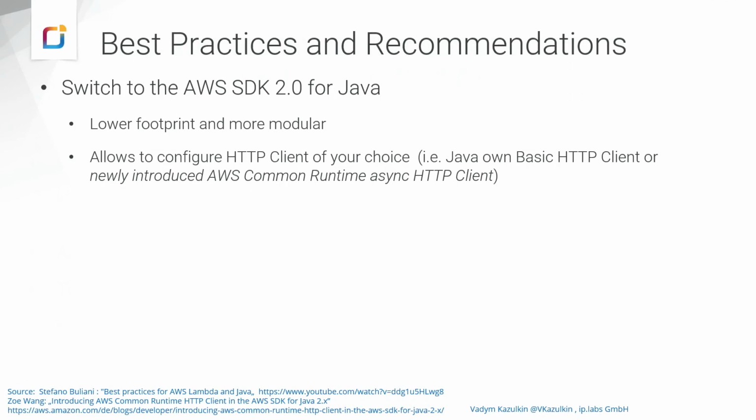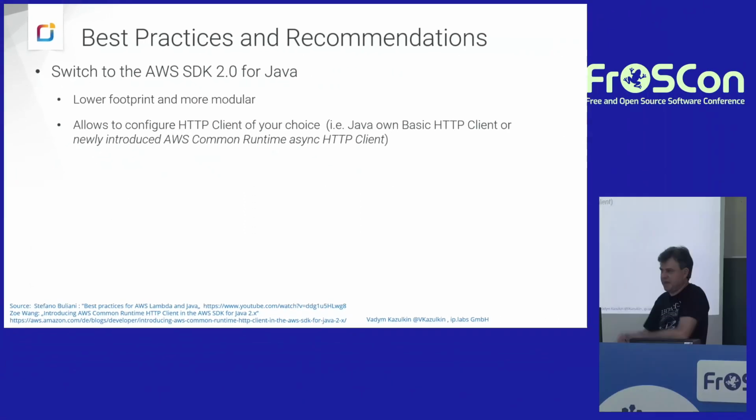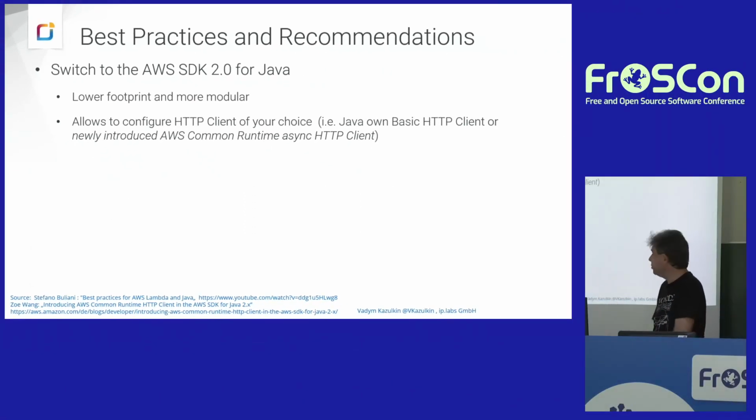So let's start with some basic stuff. Many people wrote this Lambda function several years ago, where AWS SDK version 1 was there, and stayed with this. You need to upgrade to version 2.0, even if it breaks a lot, unfortunately, but it gives you a lot more. You will have a lower footprint and more modular stuff. It also allows you to configure the HTTP client in case you need to communicate with the outside world from Java, which may happen if you call PayPal, Stripe, something like this.